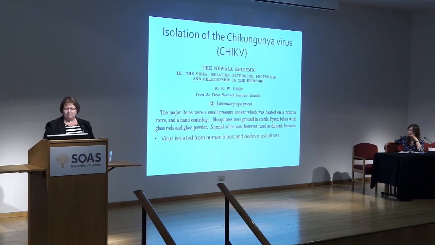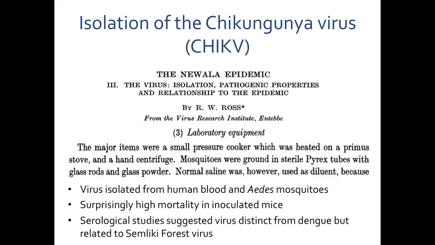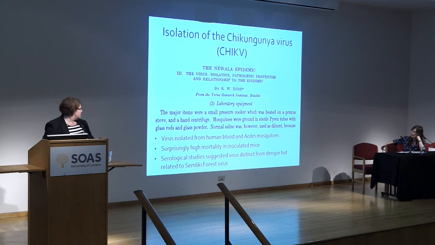They found the virus in blood and in the mosquitoes, and they injected it into mice and found that the mortality was very high. This helped them distinguish it from dengue, which is difficult to infect mice with and doesn't usually cause them any illness. When they looked at antibodies from people who had had the infection, they showed that it was distinct from antibodies that recognized dengue virus, but seemed to show some cross-reactivity against what we now know to be a related alpha virus, the Semliki Forest virus.